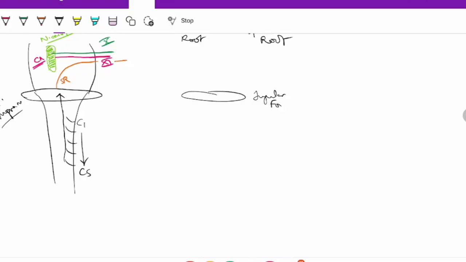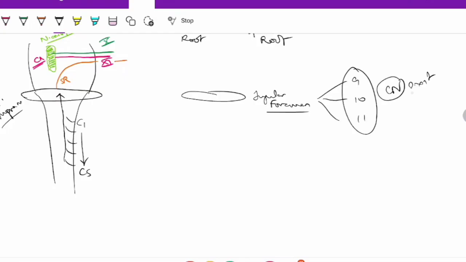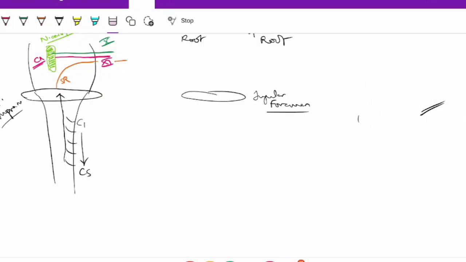This is the jugular foramen. From our knowledge we know that the 9th, 10th and 11th cranial nerves exit the skull through the jugular foramen. This is also one of the viva voce questions: what all structures are passing through the jugular foramen?